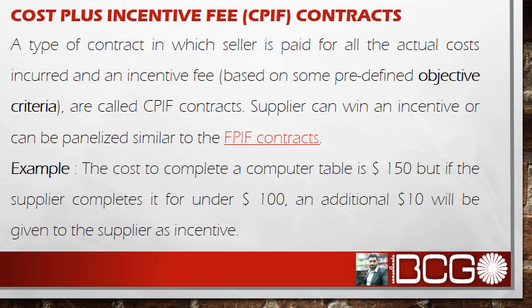The second type of cost reimbursable contracts is the CPIF, or cost plus incentive fee contracts. These are the types of contracts in which the seller is paid for the actual cost incurred and an incentive fee.